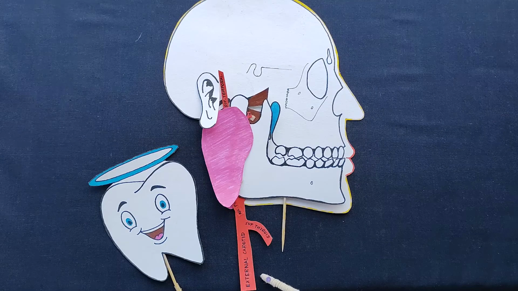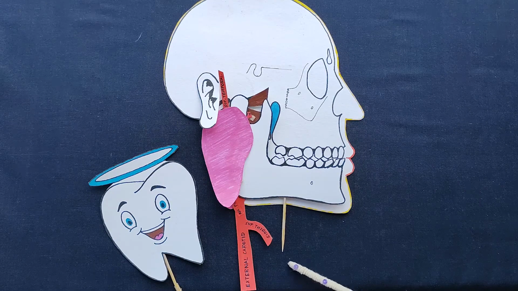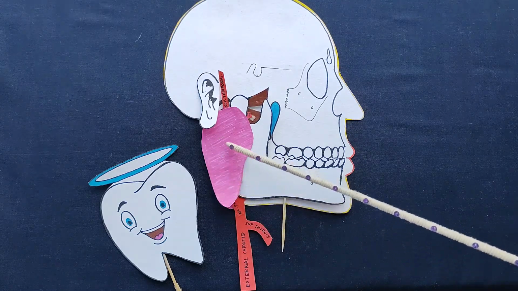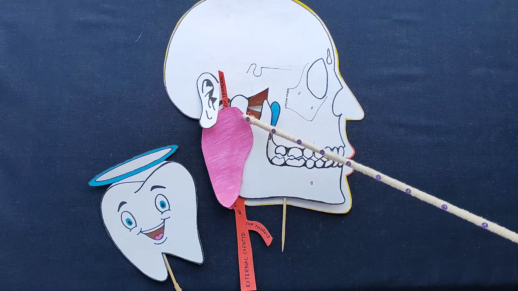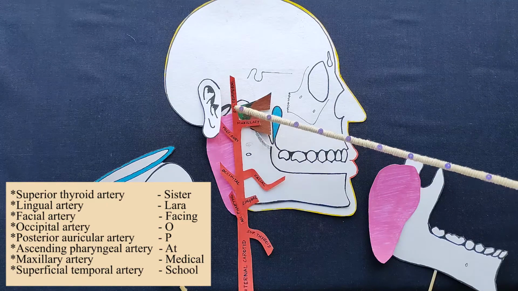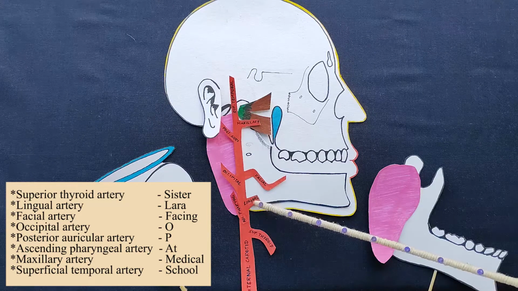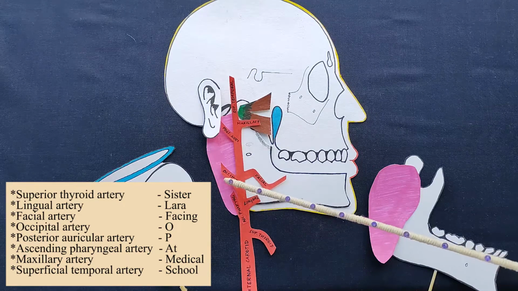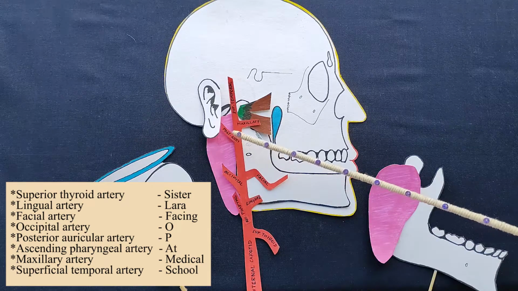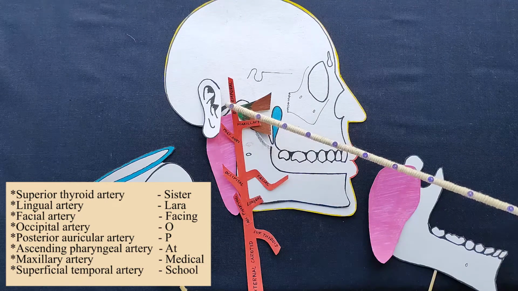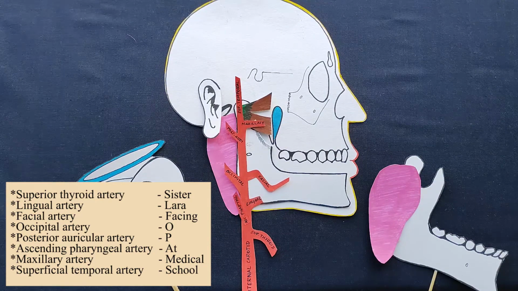External carotid artery is a branch of common carotid artery which is given off at the level of upper border of thyroid cartilage. From here it travels upwards and enters into parotid gland, where it terminates at the level of neck of mandible. Through its course, it gives 8 branches: superior thyroid artery, lingual artery, facial artery, occipital artery, posterior auricular artery, ascending pharyngeal artery, maxillary artery, and superficial temporal artery. To retain, have words like Sister Lara facing OP at medical school.